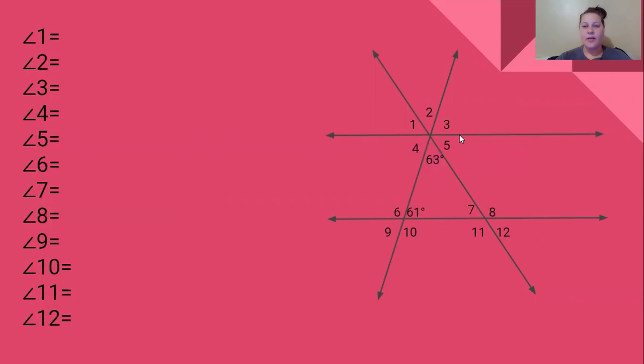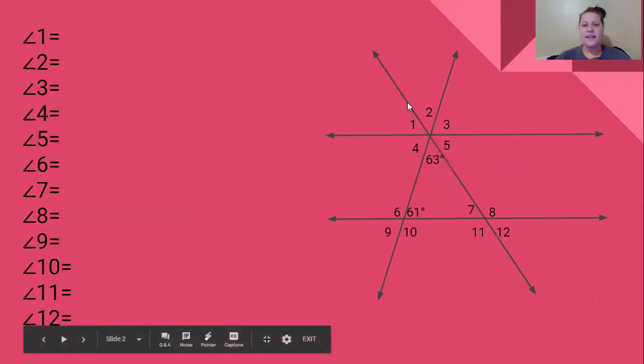We have two parallel lines, as you can see right here, one up top with angles 1 through 5, and then one where we already know the measure of this angle, it's 63. Now we have another parallel line that has our angle measures 6 through 12 that we want to find out, and we already know this one over here is 61, and we need to find the others.